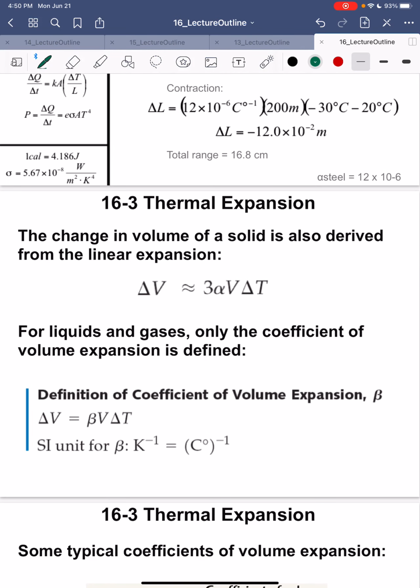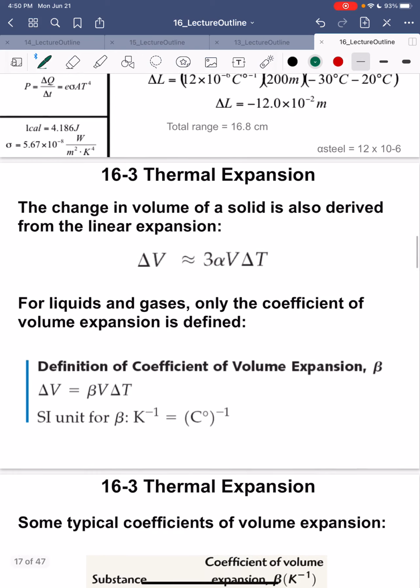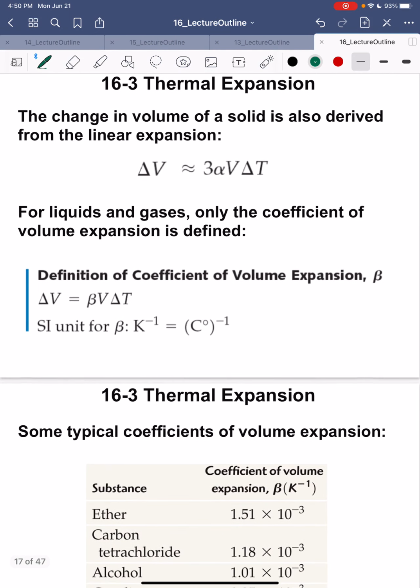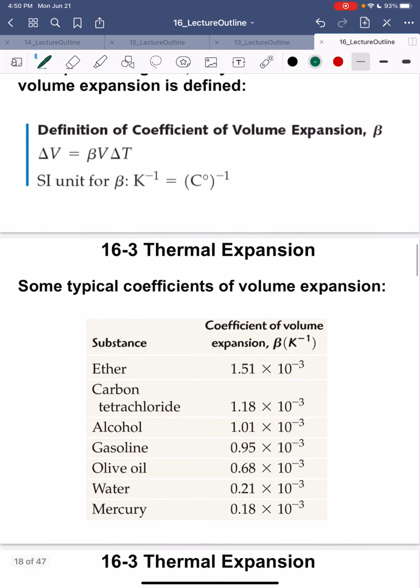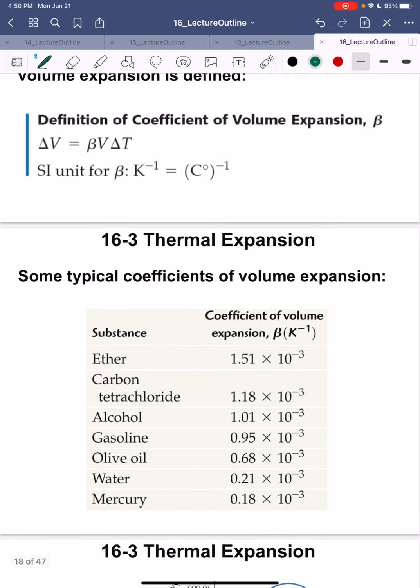Also, there is a change in volume when the solid is warmed up. If we have a solid, we can say it's 3 alpha. If we are talking about liquids and gases, we replace 3 alpha with beta, okay? And again, it is the same idea, delta V equals beta V times delta T. We call it the coefficient of volume expansion, beta.